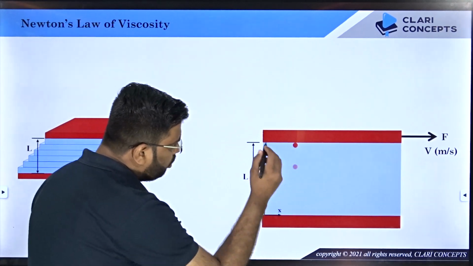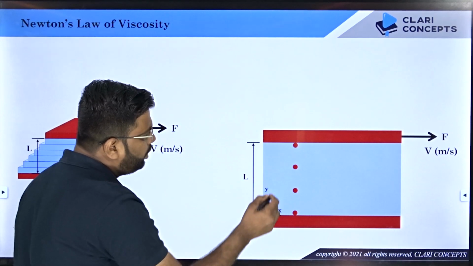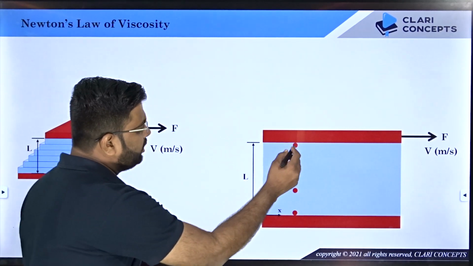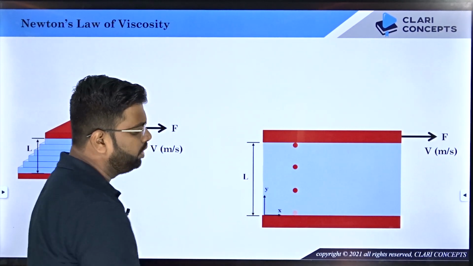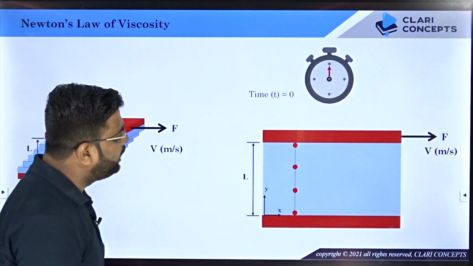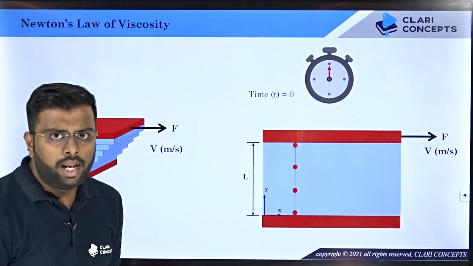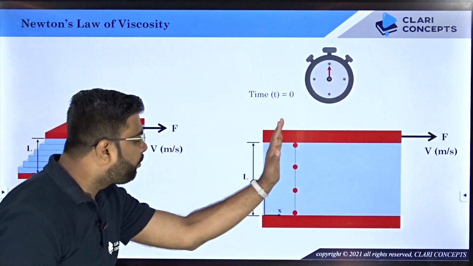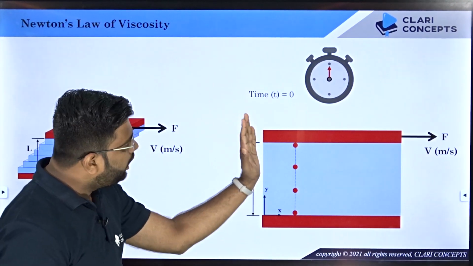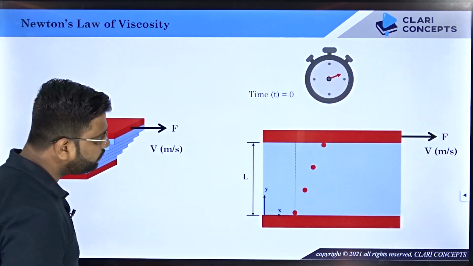Now, when you try to locate several points in between, let's say this bottommost point and the topmost point are the two boundaries. So the topmost point is in touch with the upper plate, the bottommost point is in touch with the lower plate. And now, you locate the vertical line joining all these 4 points at some instant of time, let's say t equal to 0. Now, what you do is you try to observe all these 4 points and their position in a certain interval of time, let's say dt.